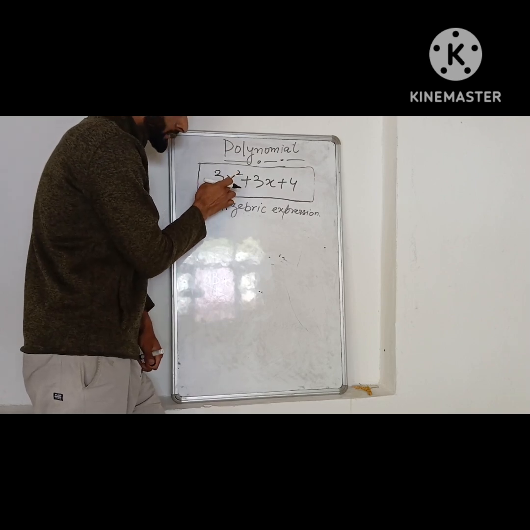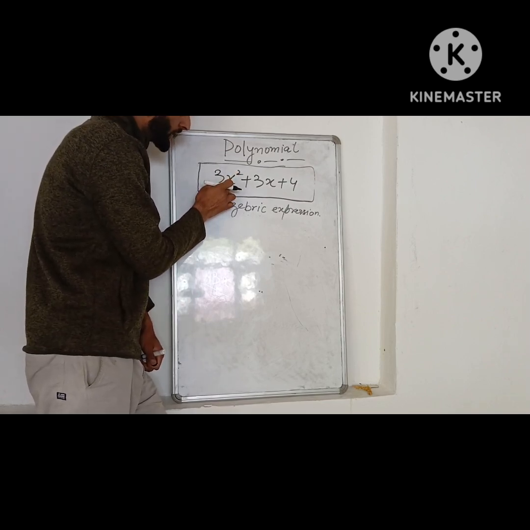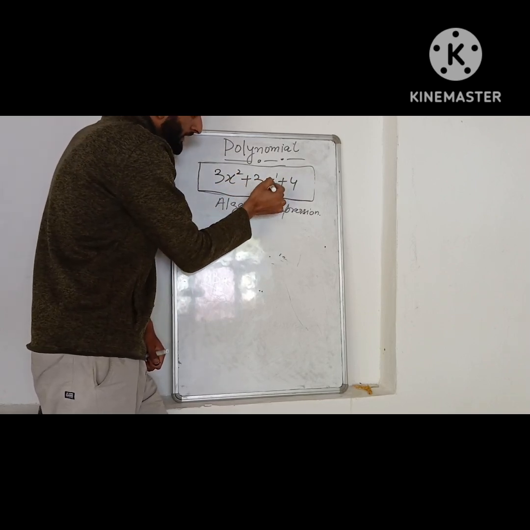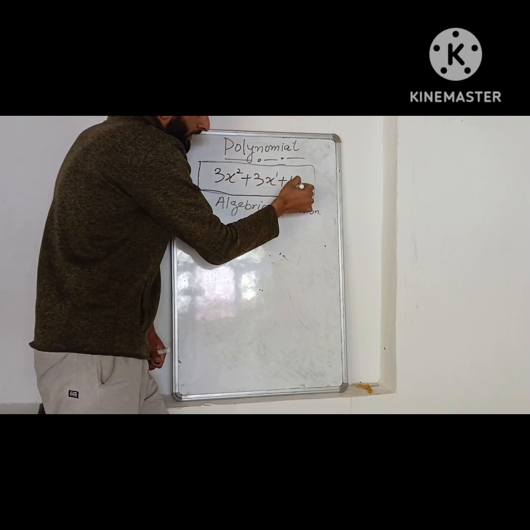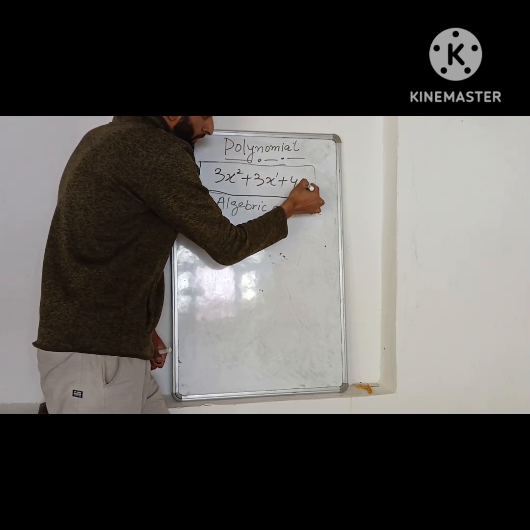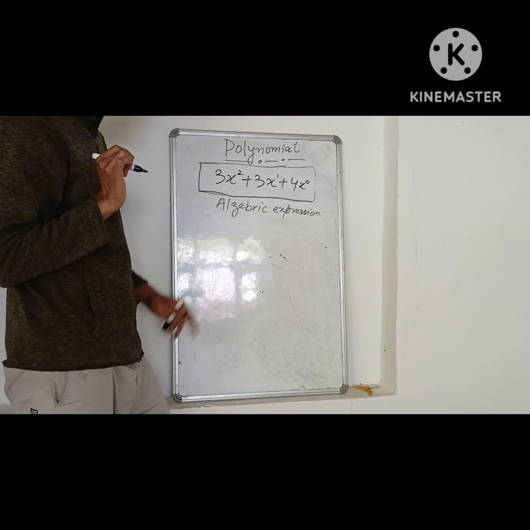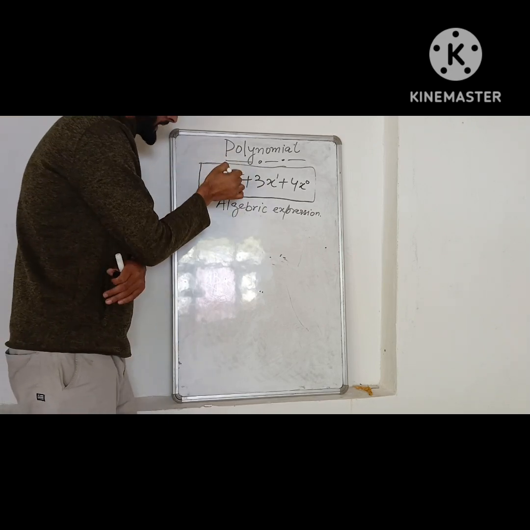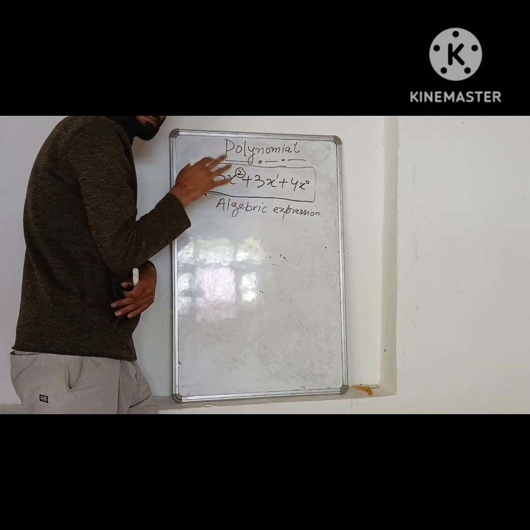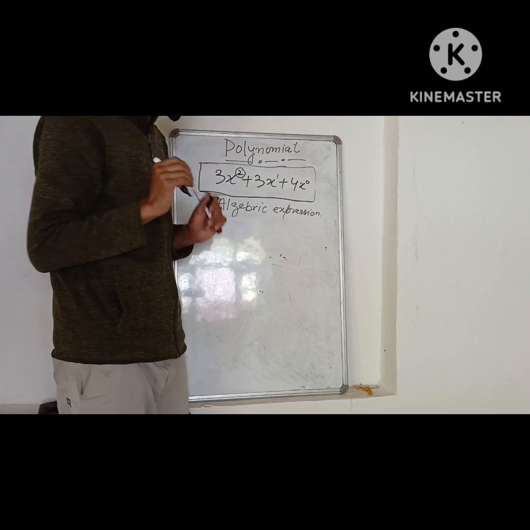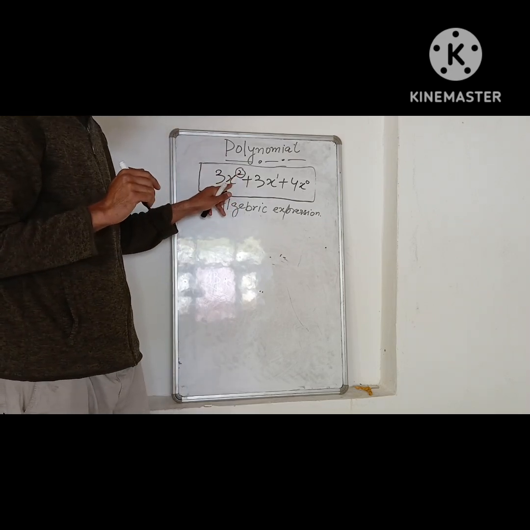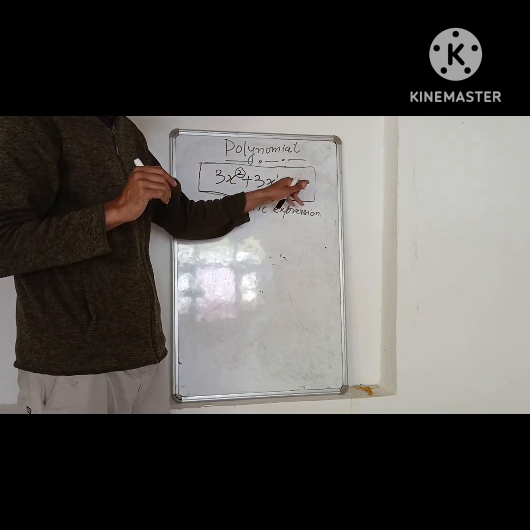Look at one thing. The thing that is above the variable x, here 1 is above x. Here there is no variable, but you can write it as x power 0, because anything raised to power 0 is equal to 1. The thing that is above x is actually the power. Here 2 is the power on x, here 1 is the power, here 0 is the power.